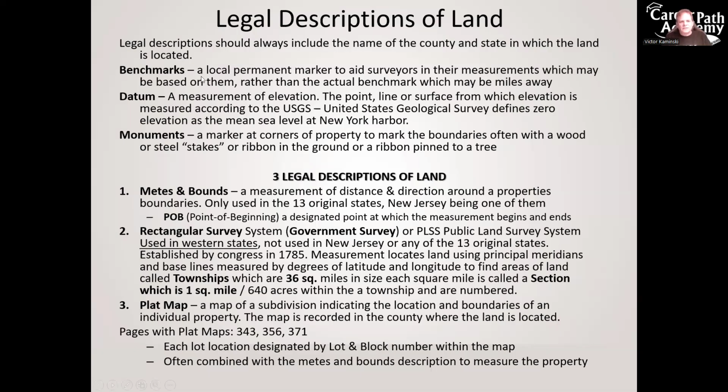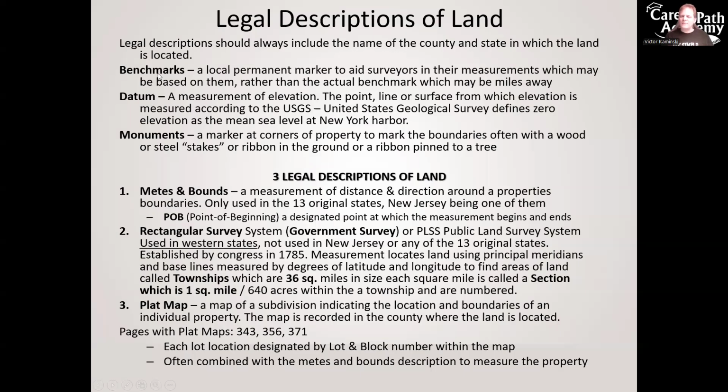Okay, so once again, we have benchmarks. See, you need to know these terms. A lot of these terms will be on the exam from the legal descriptions here in Chapter 19. A benchmark is a local permanent benchmark that aids surveyors in their measurements rather than the actual benchmark, which could be miles away. They measure zero elevation as sea level at New York Harbor. The mean sea level at New York Harbor. That's the average sea level in New York Harbor, not counting any of the outliers where we have storms where the sea levels may temporarily rise and then fall, so the average sea level at New York Harbor would be the zero elevation point when measuring a datum.